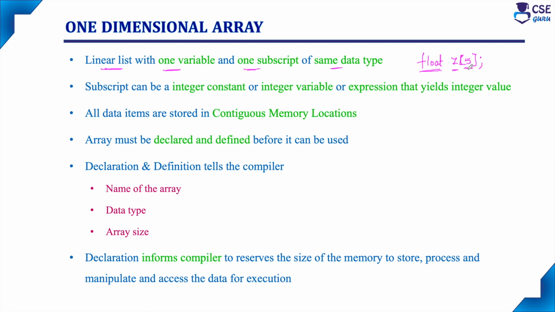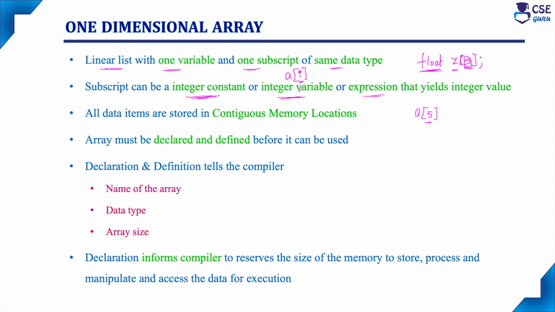The size of the array can be any size we give. If we want integer data type, during declaration itself we have to give int z of 5. The subscript can be an integer constant, integer variable, or expression that yields an integer value. So this 5 is the subscript. In A of 5, this 5 is the subscript. This subscript should be an integer constant, so any value we can give, or otherwise an integer variable, that is A of I.